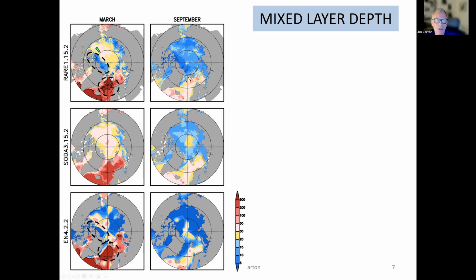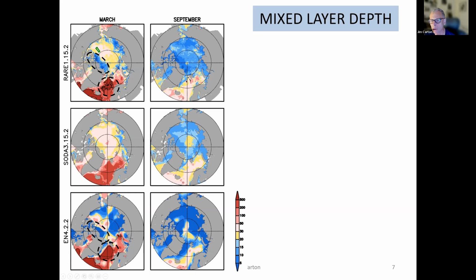halocline. One difference between RARE and SODA is that the mixed layers in winter are shallower. So in the season when the mixed layers are deep, they're actually shallower. In the season when they're shallow, they're actually a little bit deeper. And then you can see some of the funny aspects of EN4 here.